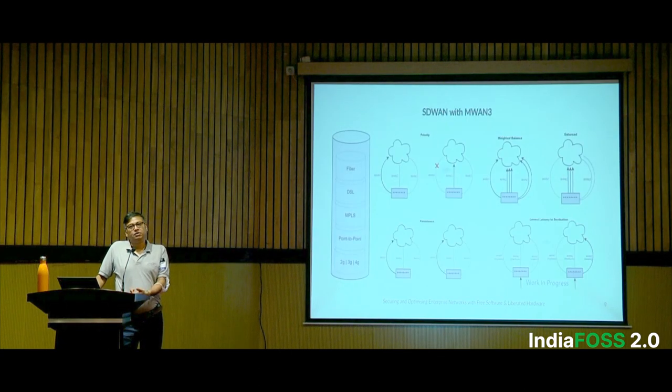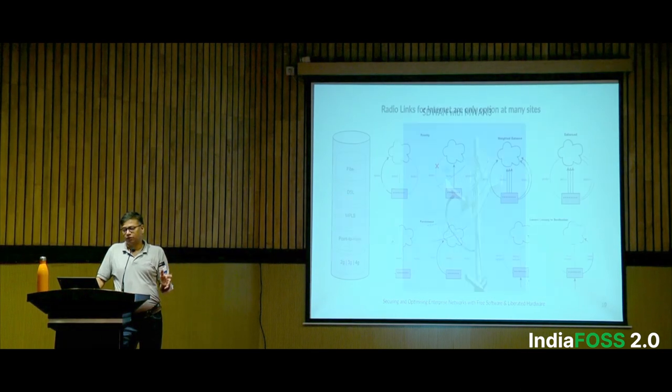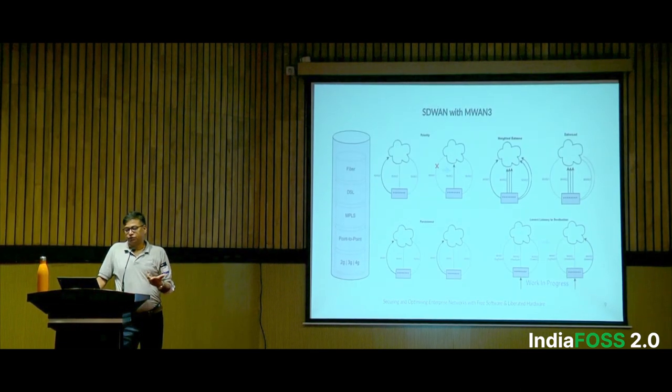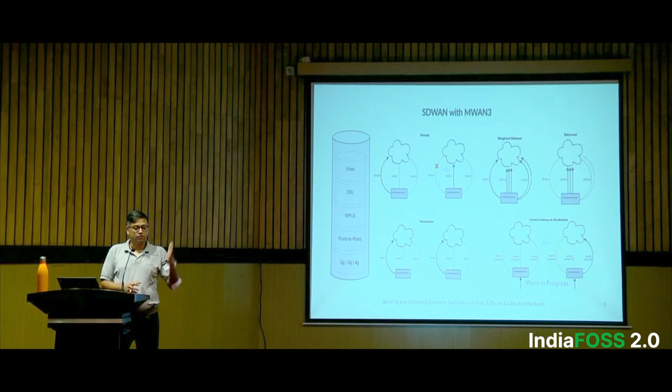Right, so the first requirement, connectivity with multiple internet links. There is a package in OpenWRT called MWAN3 that can do load balancing, that can do failover, and that can also send traffic persistently. For example, you want one business application to go through only one link while all other applications go through the other link.